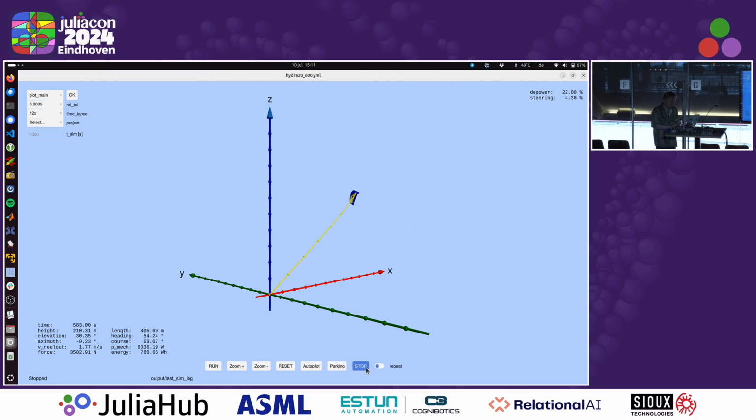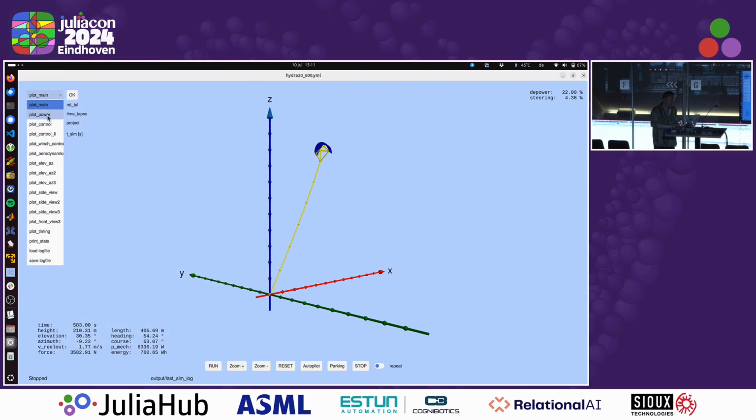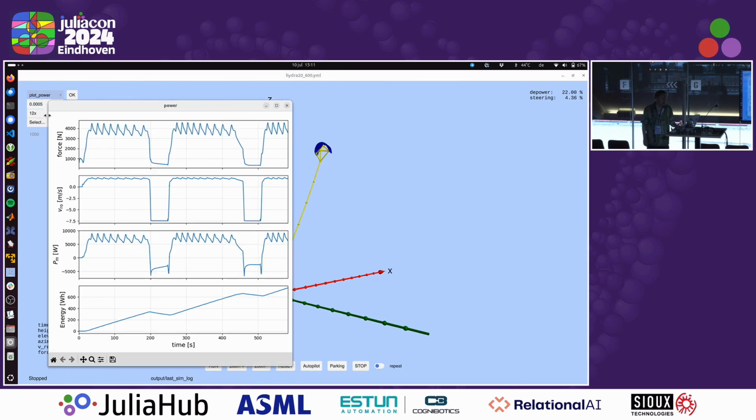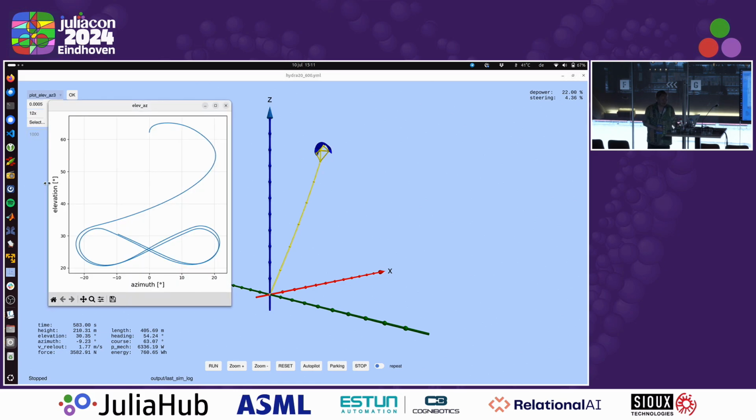And then if we have this, we can plot lots of different plots. Here you see the height, the elevation angle, the azimuth angle. You can also see the power that is generated. You see the energy that is harvested, it goes up, and if you reel in, it goes down a little bit. This is already pretty nice, and I like this plot. You can see the trajectory as it is intended to be.